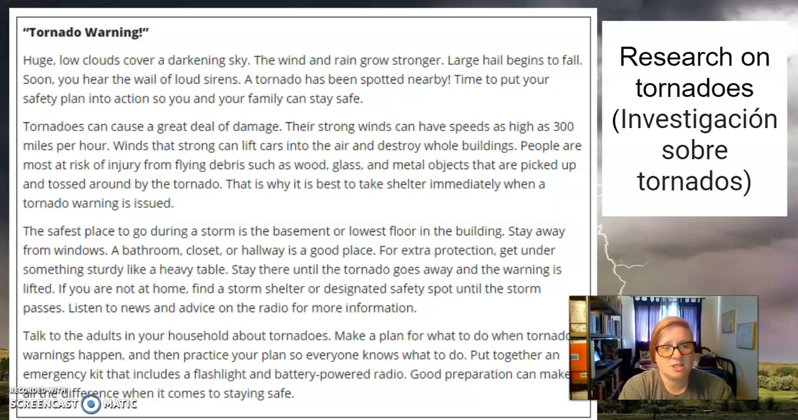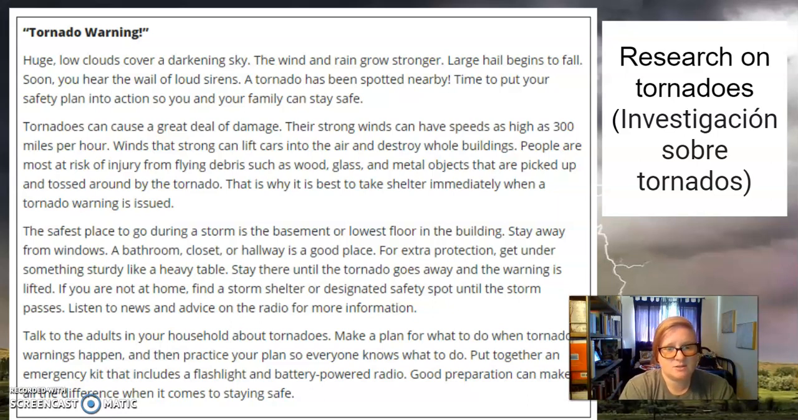The safest place to go during a storm is the basement or lowest floor in the building. Stay away from windows. A bathroom, closet, or hallway is a good place. For extra protection, get under something sturdy like a heavy table. Stay there until the tornado goes away and the warning is lifted. If you are not at home, find a storm shelter or designated safety spot until the storm passes. Listen to news and advice on the radio for more information.